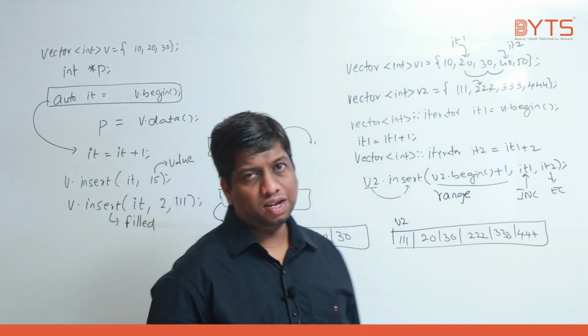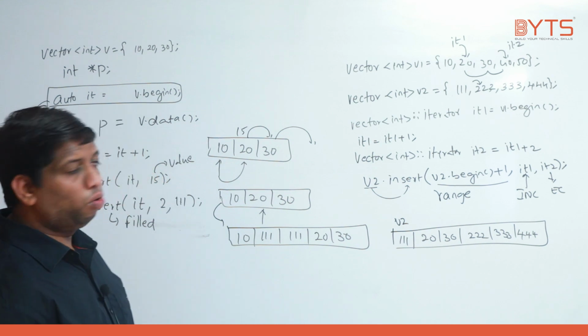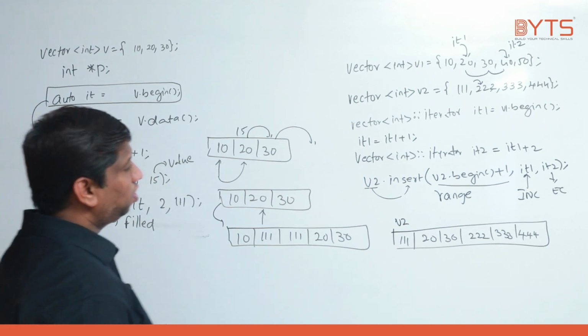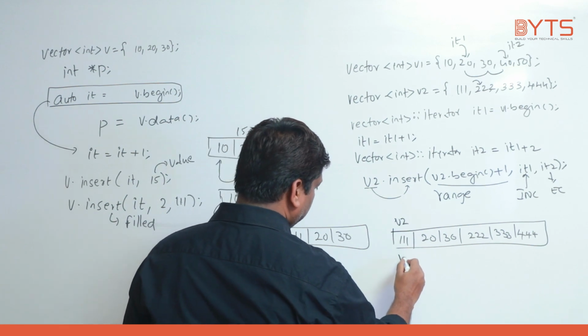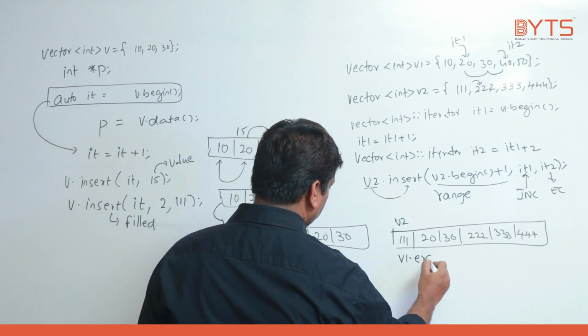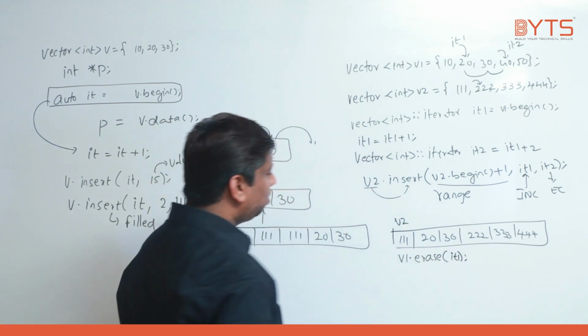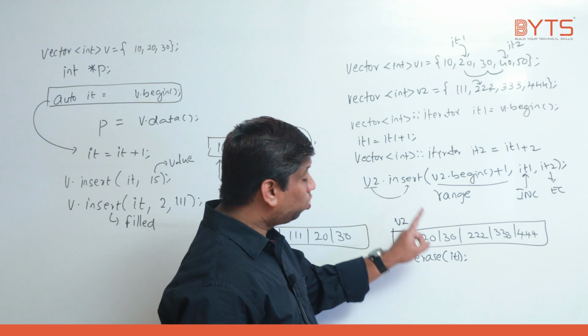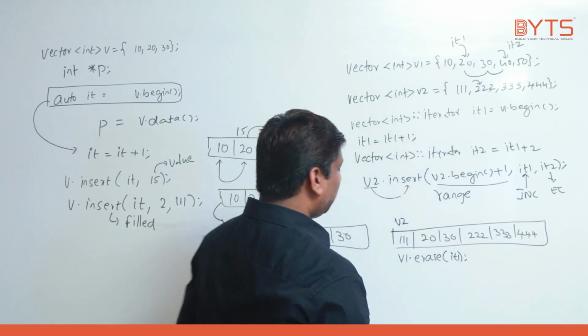Same like all other things, right? Okay, fine. Same thing with arrays also. Next we will see arrays also, right? Let us take, if I write v1 dot erase of it1, what is the meaning of this statement? It will remove the element where it1 is pointing. Where is it1 pointing? 20. So now 20 is removed.